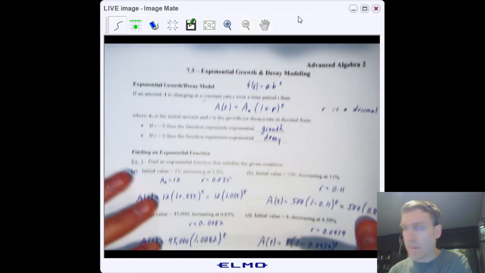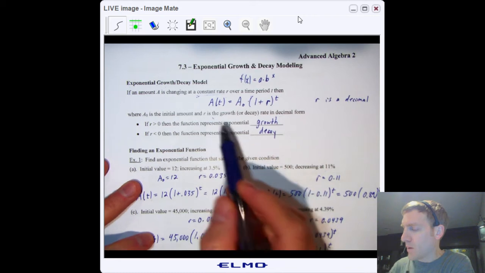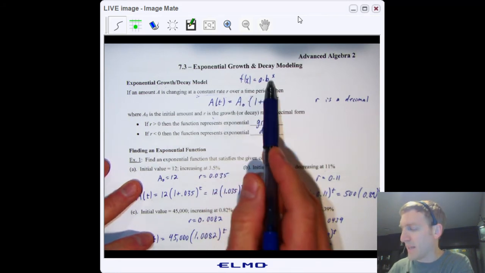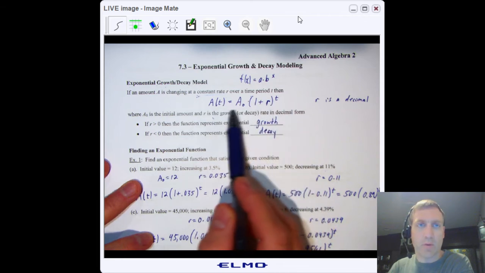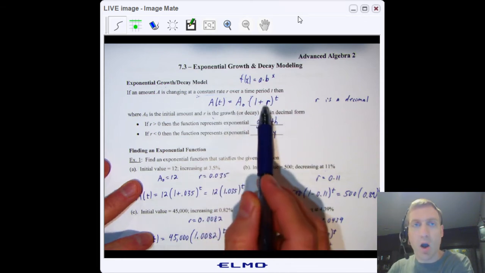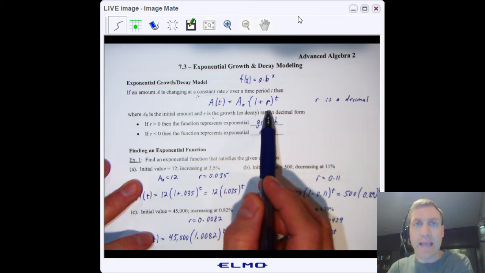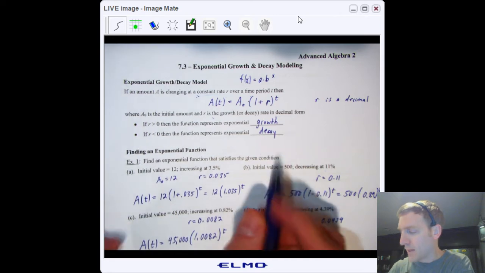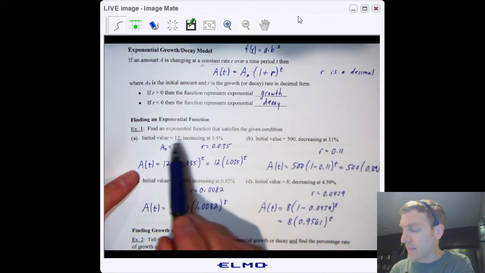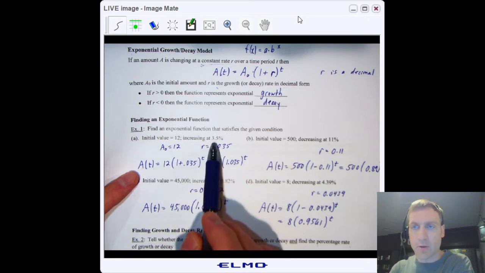So, a reminder, in our first lesson, we talked about the exponential function, a times b to the x, and how to write that with growth or decay modeling when you have an initial value, a sub 0, and the r, which again is a rate of growth or rate of decay, in decimal form. Okay, so we did some examples of writing exponential functions given an initial value and a growth rate or decay rate.